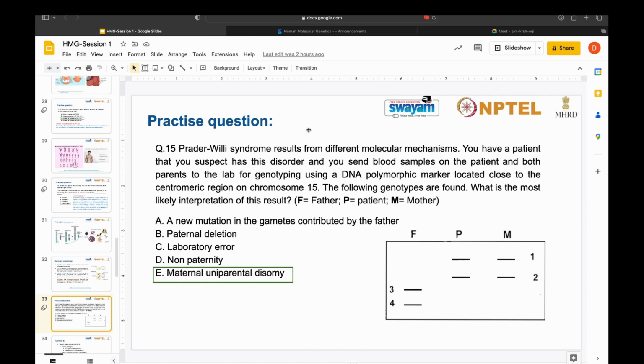Yeah, so that could also be the case, in which one allele gets missed from one chromosome and it could transfer to the other.